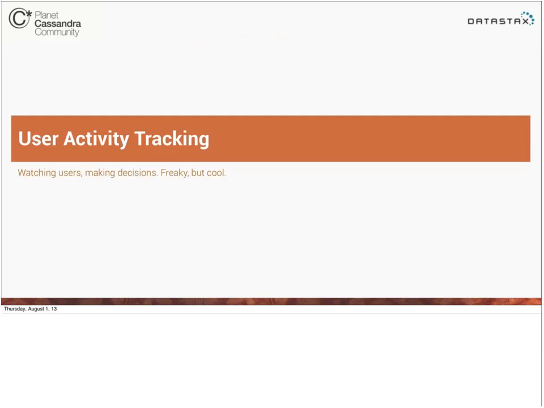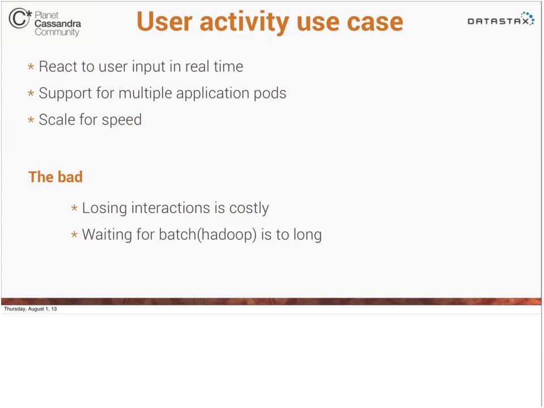Okay, the next one is our activity tracking. This one is a little bit freaky, but I like it. And I've seen this in a couple places, storing data about customer interaction. So we have this need to react or to act in real time.